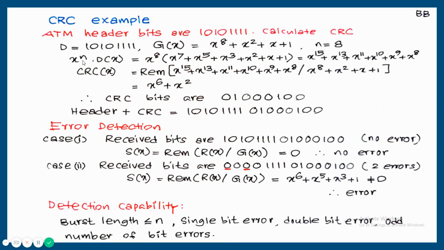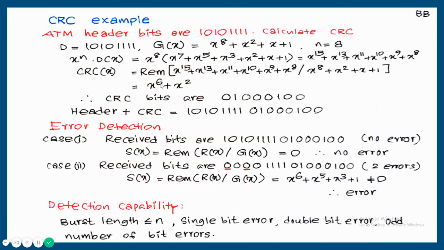So first multiplication, x raised to n into d of x, x raised to 8 into d of x. We got the product. Now the CRC, that is the parity bits, is the remainder of that product divided by the generator polynomial. And the answer is x raised to 6 plus x squared. Now this should be written in terms of 1s and 0s, and that will be the CRC bits. The number of CRC bits is 8.